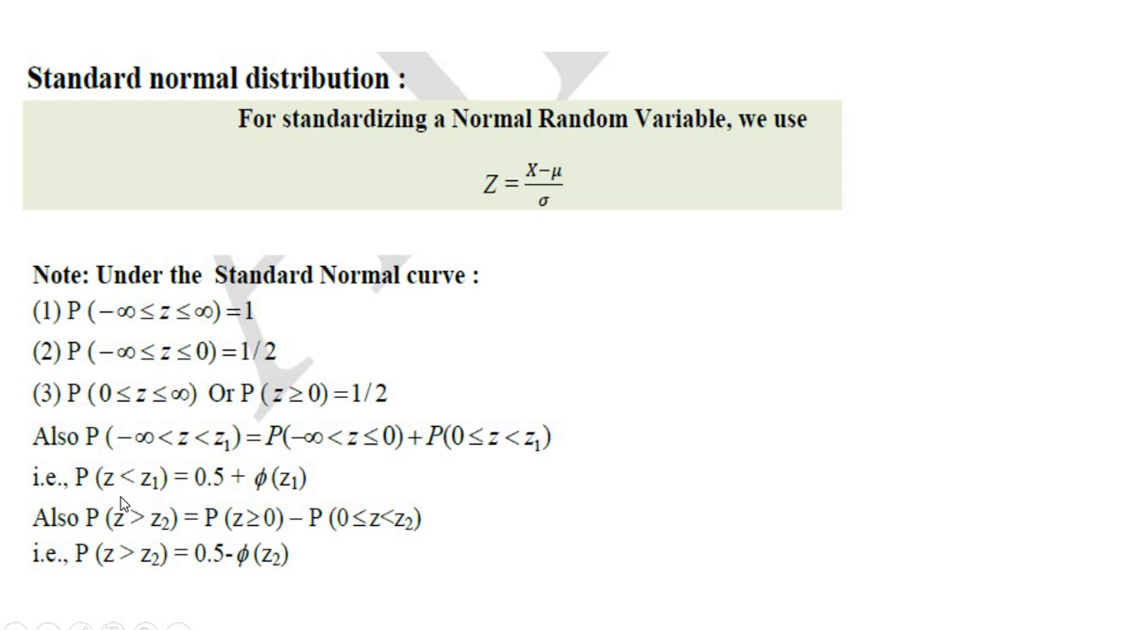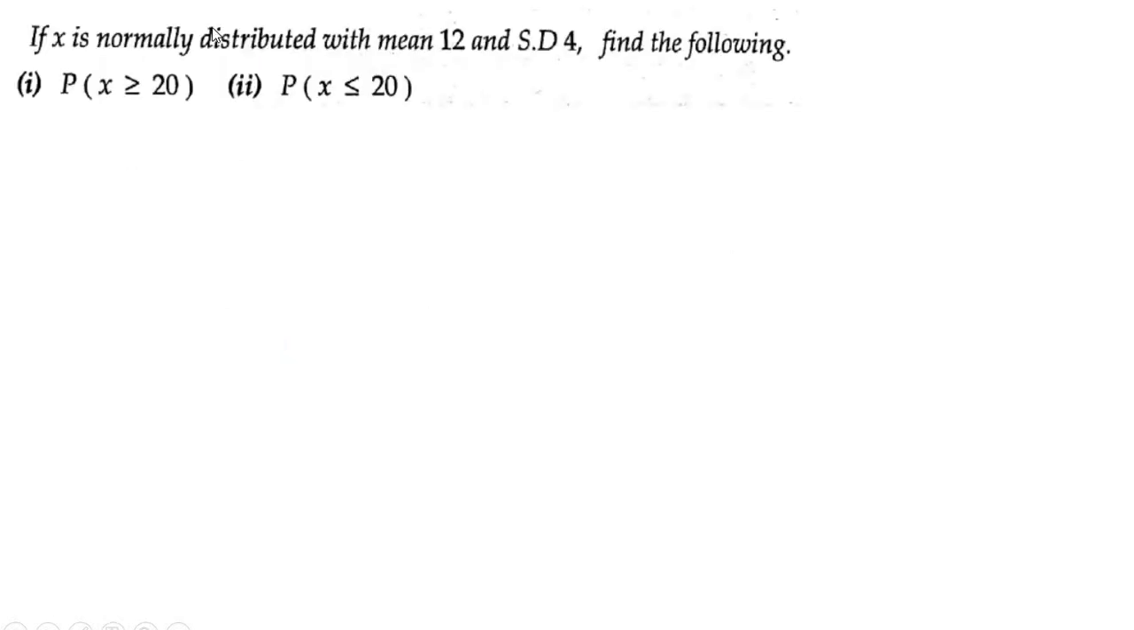Next, probability of z less than z1 is equal to 0.5 plus phi of z1. Probability of z greater than z1 is equal to probability of z greater than or equal to 0 minus probability of z greater than or equal to 0 and less than z2. Probability of z greater than or equal to 0 is equal to 0.5 minus phi of z2. These results you have to remember. We'll be using them while solving problems under normal distribution.